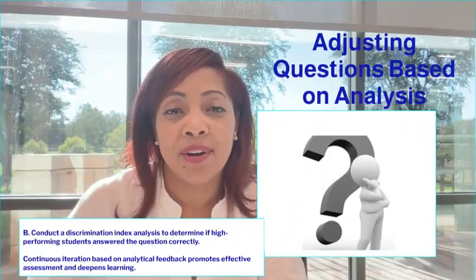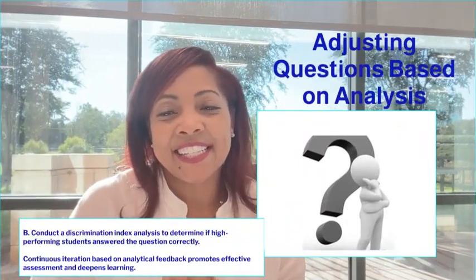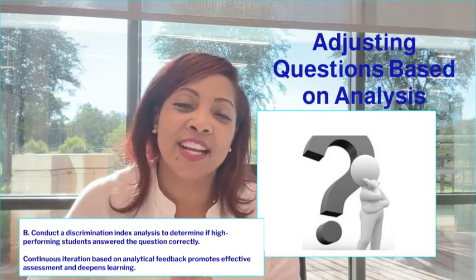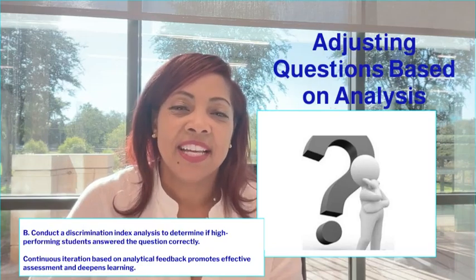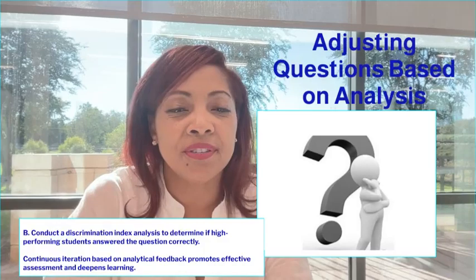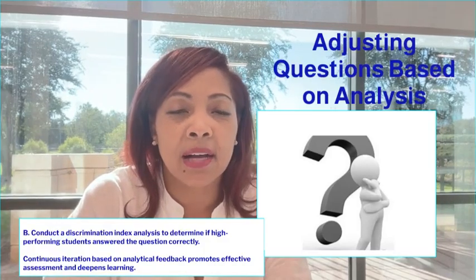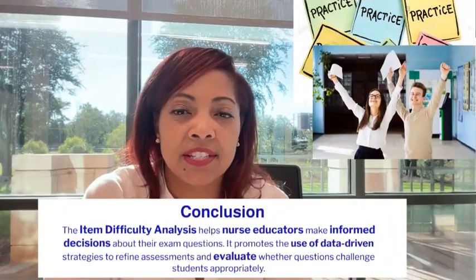And if you chose B, you are correct. So give yourself a round of applause if you chose B. Conducting a discrimination index analysis to determine if high-performing students answered the question correctly is the correct answer. And when you think about the other two options, if it's a muddy point for you and you're not sure why, reach out to us at info@drsellerseducate.com. But we should always focus on how we can improve the quality of our exams.